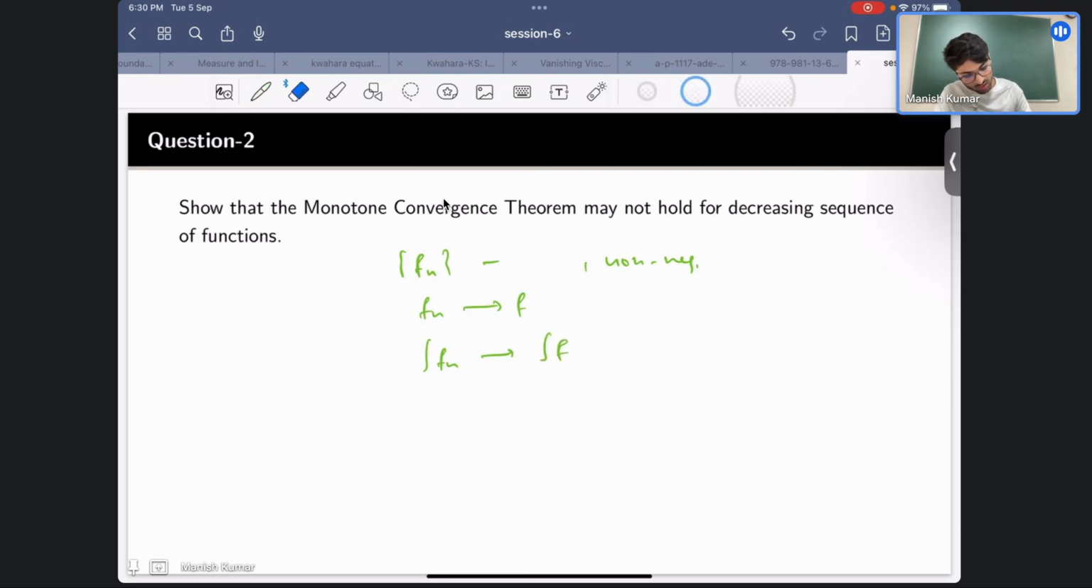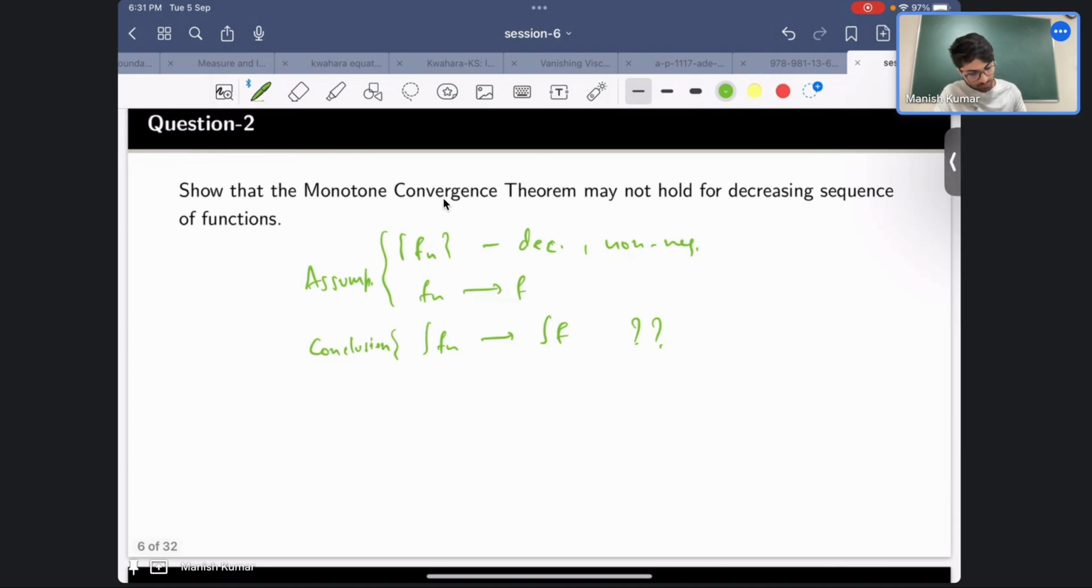Now the question is, if it's decreasing, then will it be true? These are my assumptions and this is my conclusion. So the question is, does this conclusion hold? The answer is no. This will be true under a certain condition: if you are given that the integral of fn is finite for some n naught in N, then this will be true. In general this is not true, and this is the counterexample for that.